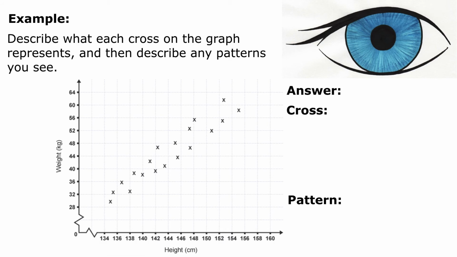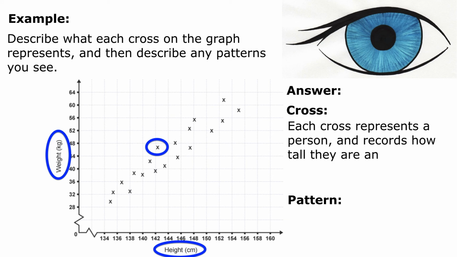So let's have a look at this example. We've got our graph of height versus weight. We want to describe what each cross on that graph represents and then describe any patterns we see. If I take any of those crosses, that's a single person and it's representing their height and their weight. So each cross represents a person and records how tall they are and how much they weigh.